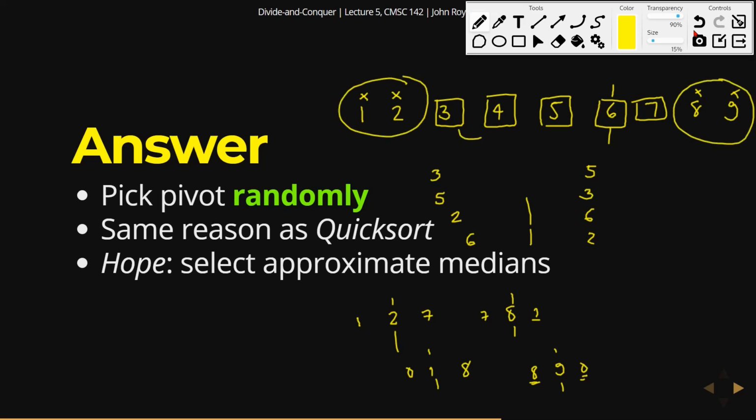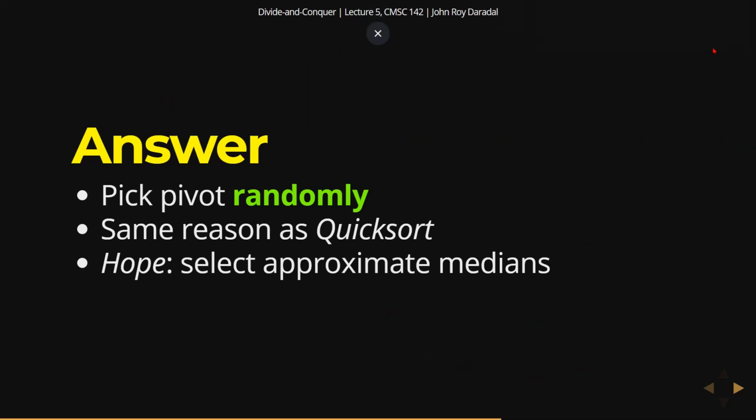So you just hope that you don't pick these bad pivots here, and hope that you get the good pivots that are in the middle. So you'll notice that you have 5 good ones and 4 bad ones. So it's basically around 50-50 chance of getting a good pivot. So just pick randomly, okay? Because you have a 50-50 chance anyway. Okay, so that's the reason why we pick the pivot randomly.